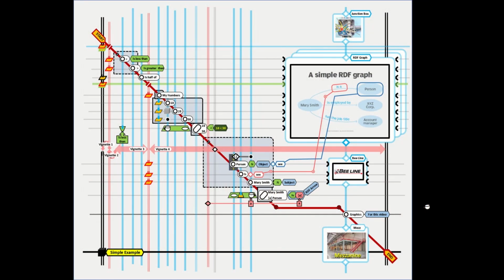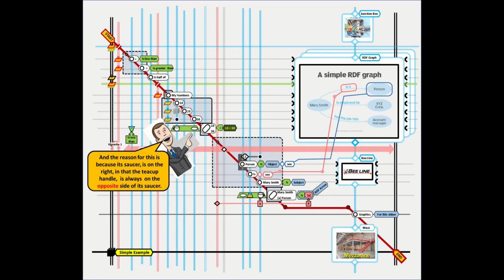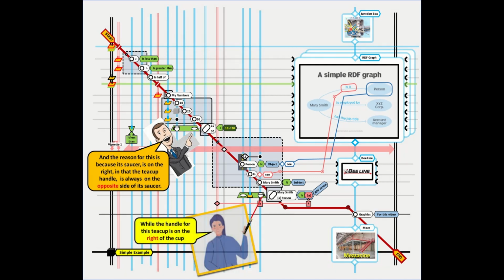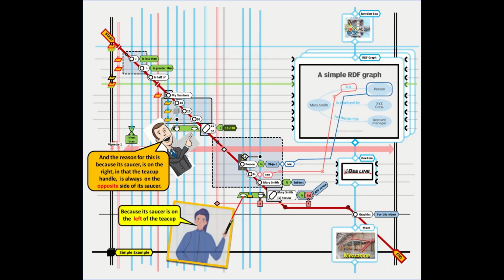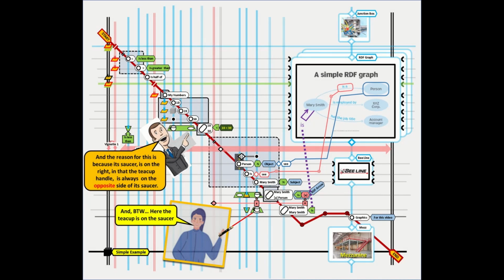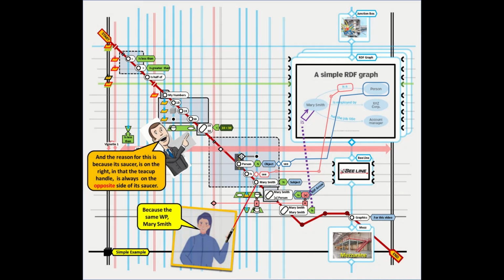So, returning to this diagram, let's take another look at teacups, and in particular, their handles. And notice, the handle for this teacup is on the left of the cup, and the reason for this is because its saucer is on the right, in that the teacup handle is always on the opposite side of its saucer, while the handle for this teacup is on the right of the cup, because its saucer is on the left of the teacup.